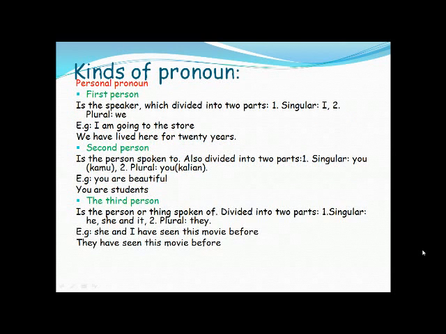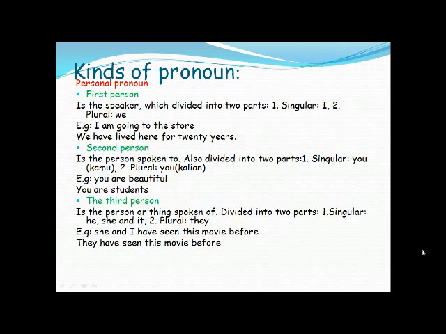First of all, you have to know the kinds of pronoun. The first is personal pronoun. Personal pronoun consists of first person, which is the speaker, divided into two parts. The first is singular, for example I, and the second is plural, for example we. For sentence examples: I'm going to the store, and we have lived here for 20 years.